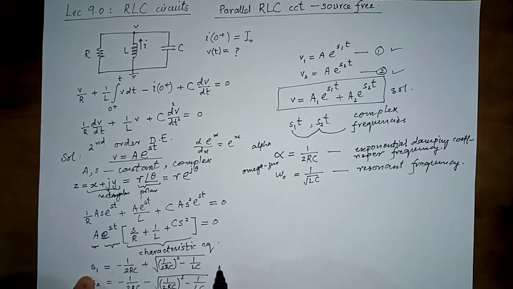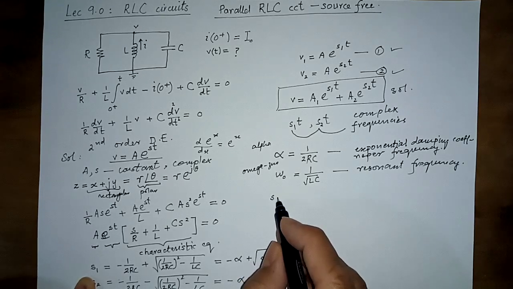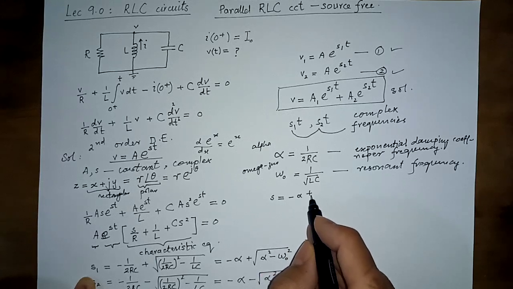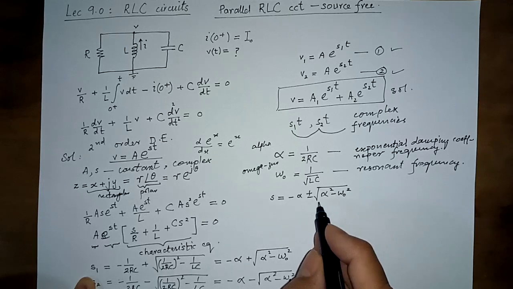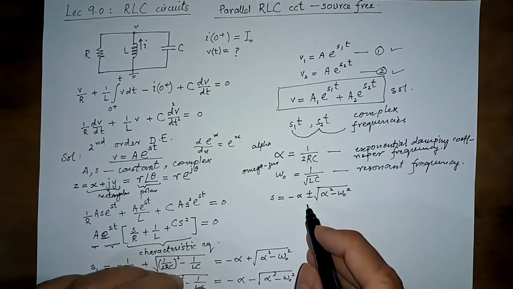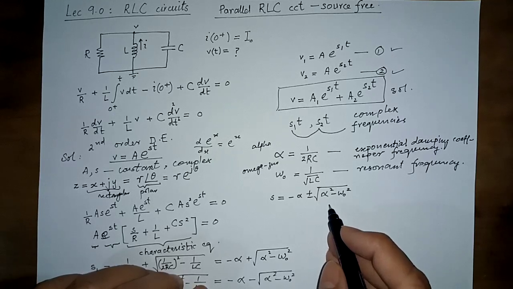So it means that S1 is equal to minus alpha plus square root of alpha square minus omega 0 square, and S2 is equal to minus alpha minus square root of alpha square minus omega naught square. So we have just plus minus here. Sometimes we say that S is equal to minus alpha plus minus square root of alpha square minus omega naught square. It does not matter which one we call S1 and which one we call S2. One of them is S1, one of them is S2.